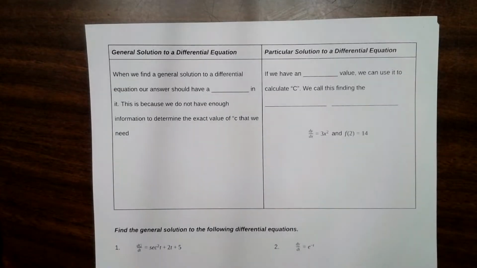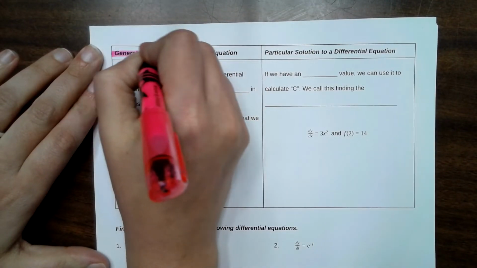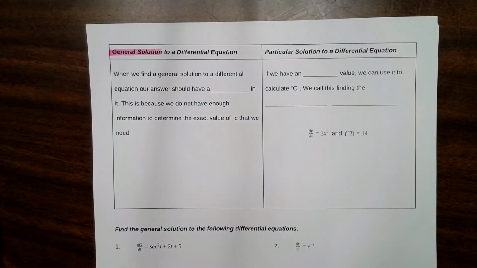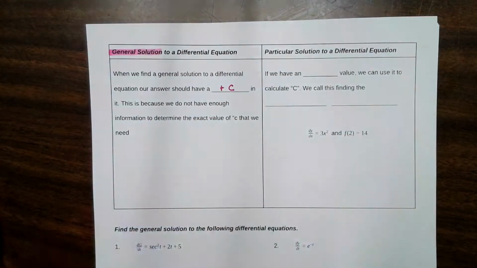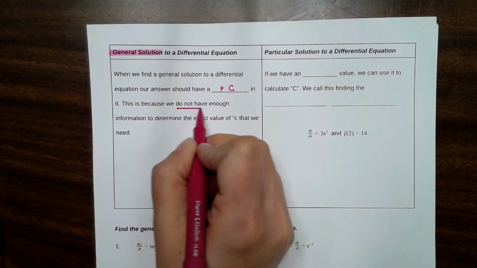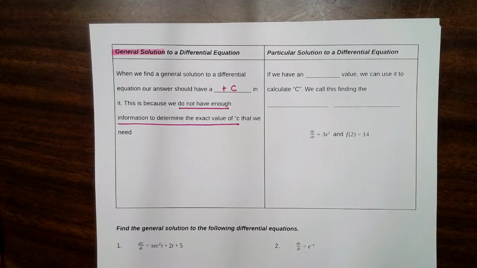So on the next page, remember we had two targets: find the general solution and find the particular solution. The general solution for a differential equation means that our answer should have a plus c in it. This is because we do not have enough information to determine the exact value of c that we would need.